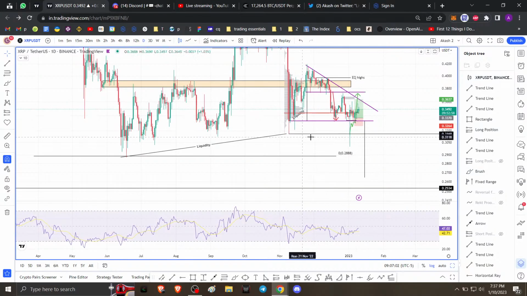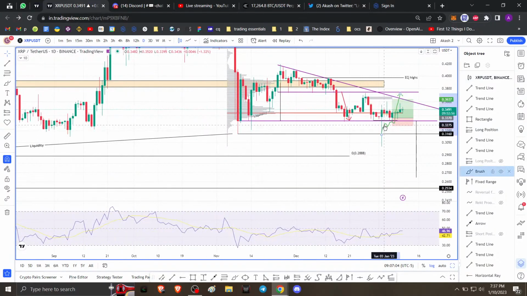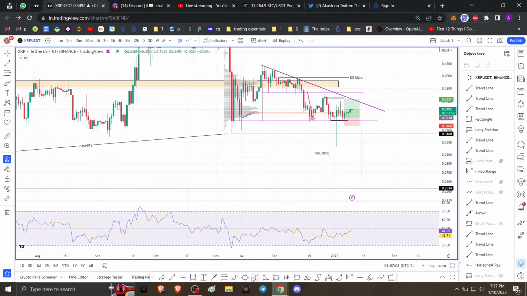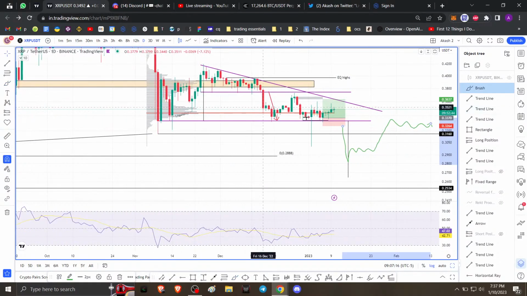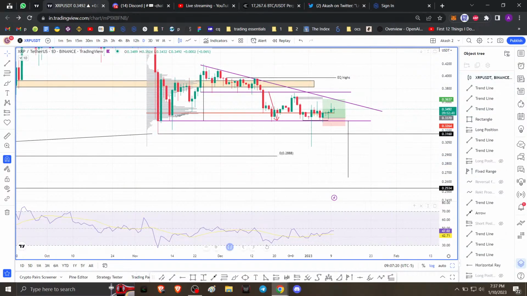So maybe we get something like this. This wick that happened here on 2nd Jan, something like that would be a good place to buy. Basically, whatever happened here looks to be happening over here. So wait, I think you guys might be a little confused.